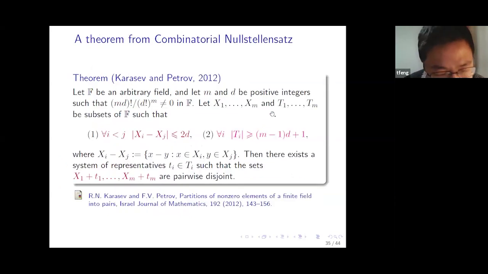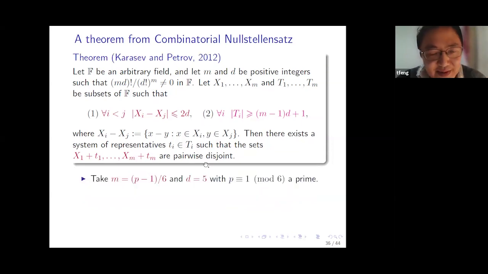So the translations are T1, T2, ..., Tm. Each is a number. So the result is that capital X1 plus t1, capital X2 plus t2, ..., capital Xm plus tm are pairwise disjoint. So it can form a disjoint family. So this theorem says that if these two conditions are satisfied, then we can always find a disjoint difference family.